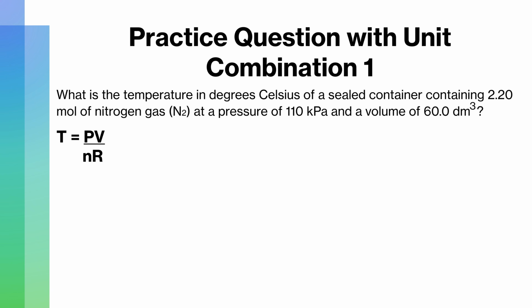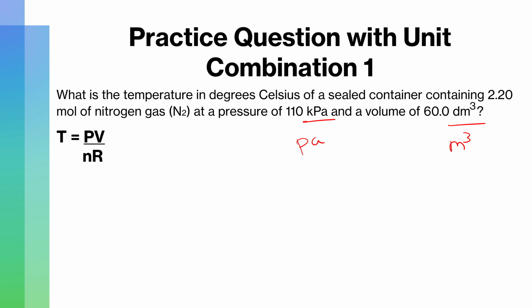Okay, so the first thing I'm going to do is go through the question again, and identify which units are not compatible with the ideal gas equation, and convert them and their numerical values. Immediately I can see we are given pressure in kilopascals. We don't want kilopascals, we want pascals. And we're given volume in decimeters cubed. We want it in meters cubed. We were given the amount in moles, which is fine.